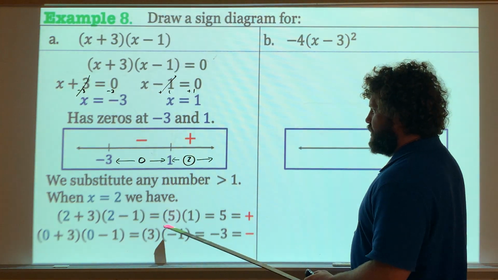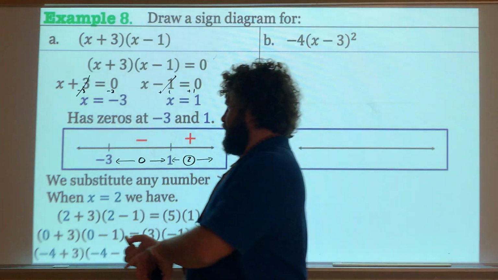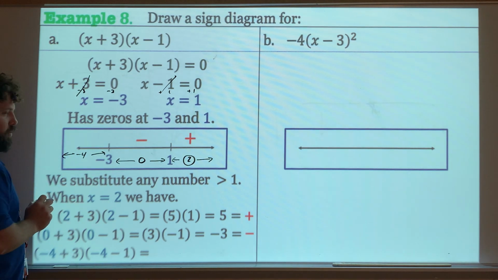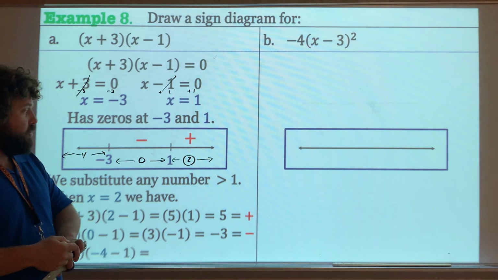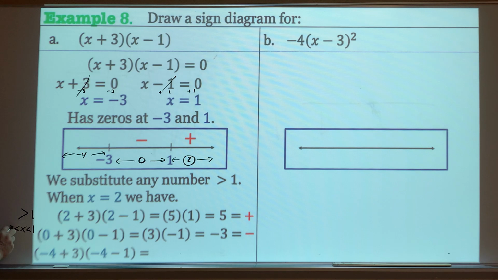And then you're going to pick a number less than negative 3. Any number less than negative 3 is going to represent all these numbers. I like to pick a number nice and close, negative 4. You can pick negative 10, negative 20. You can't pick 0. The number has to be less than negative 3. So this number was greater than 1, this number was between negative 3 and 1, and this number was less than negative 3.